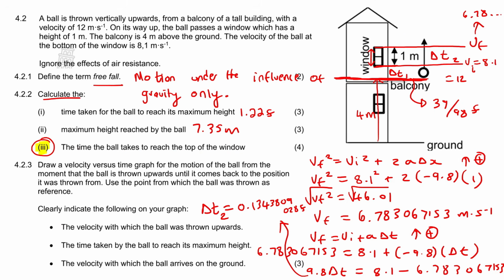The question says, calculate the time the ball takes to reach the top of the window. Naturally, what that means is from the moment it was thrown upwards on the balcony. If they wanted us to only calculate this time over here, then they should have said the time the ball takes to reach the top of the window from the bottom of the window, or something like that. So I think they might have allowed the learners to answer it the way we've done as well, because I'm sure there was a huge uproar about that, because many learners would have done it the way we've done it now. So yeah, trust me on that.